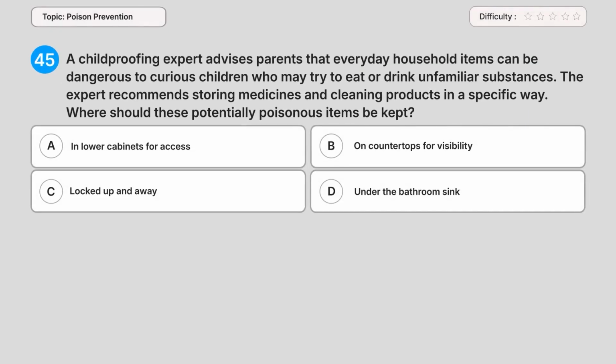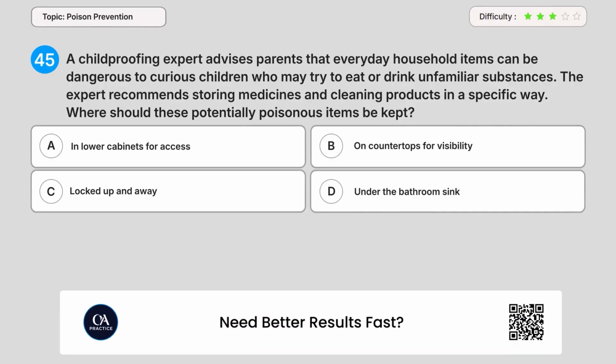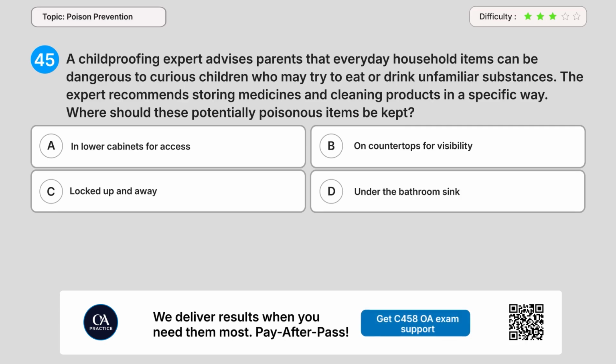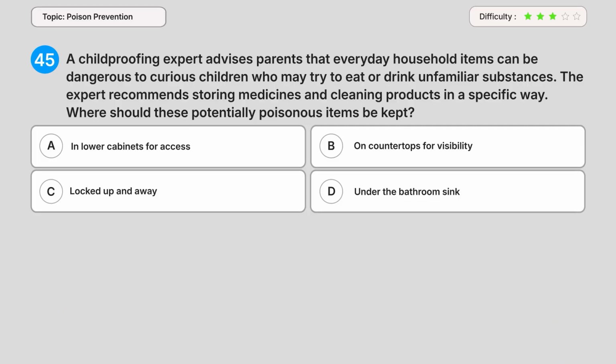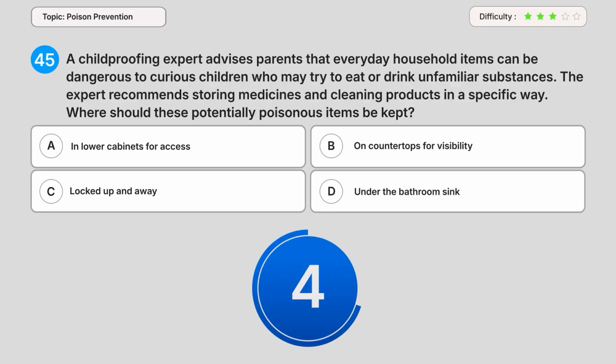45. A childproofing expert advises parents that everyday household items can be dangerous to curious children who may try to eat or drink unfamiliar substances. The expert recommends storing medicines and cleaning products in a specific way. Where should these potentially poisonous items be kept? A. In lower cabinets for access. B. On countertops for visibility. C. Locked up and away. D. Under the bathroom sink. What do you think is the answer?